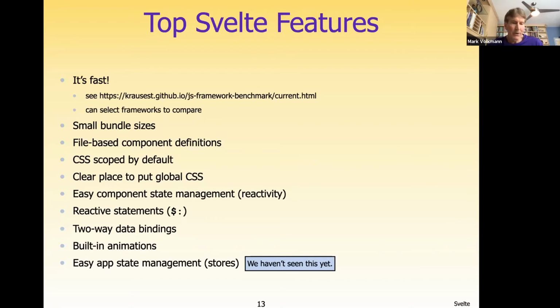We saw an example of two-way data binding on that input where I said if the user changes what's in the input, it should update the value of to-do text to match. We saw an example of built-in animation with that fade transition that was so easy to just import and attach to some HTML element. And then the final thing here is easy state management across components using stores. And we haven't seen that yet, but I'll cover that in a few more slides.